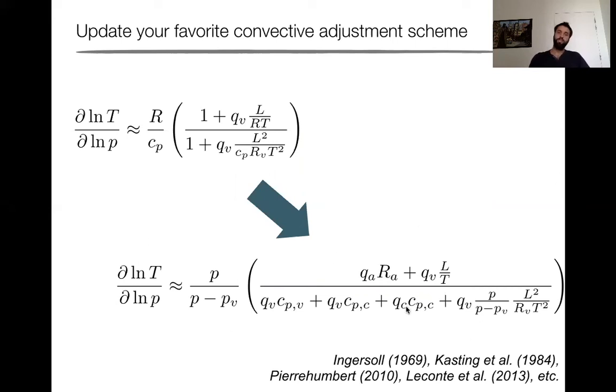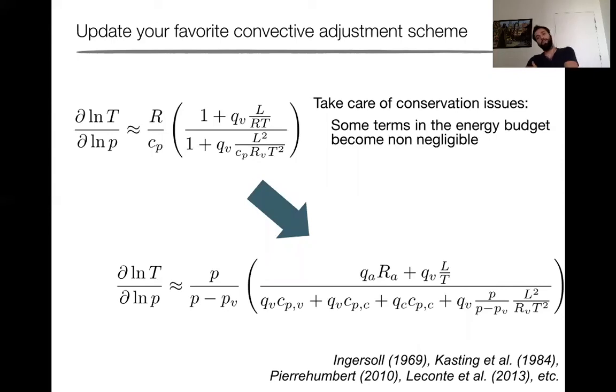So, of course, you have to change the lapse rate. I won't dwell on that too much. But the important thing is that you have to take care of conservation issues, because some terms in the energy budget are not negligible anymore. And you can see a paper by Fang Ding and Pierre Humbert in 2016 that talks really well about that.